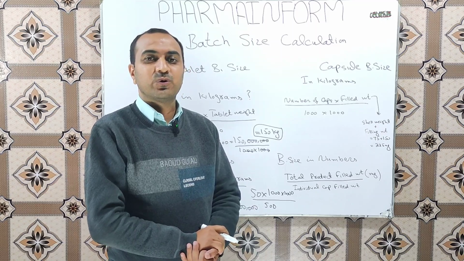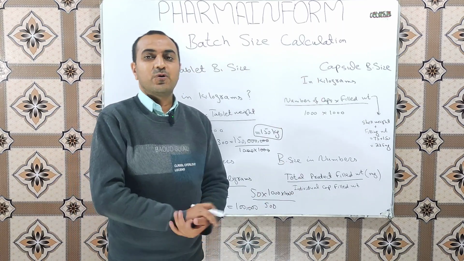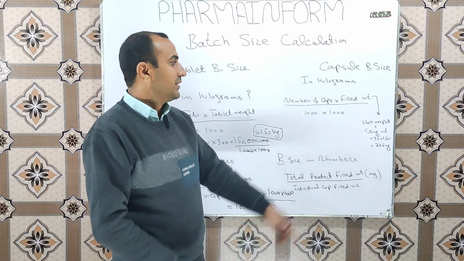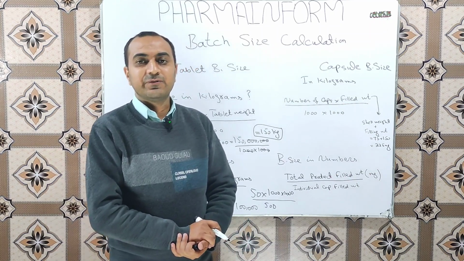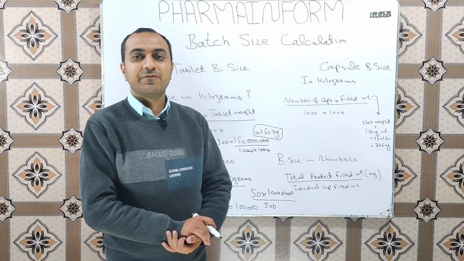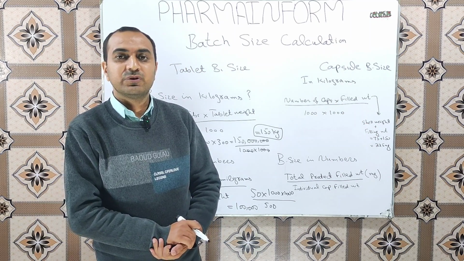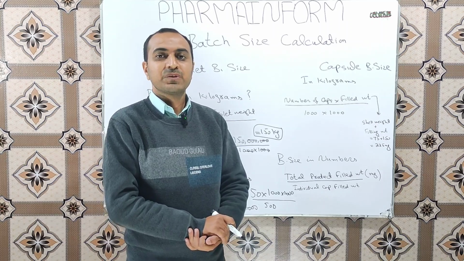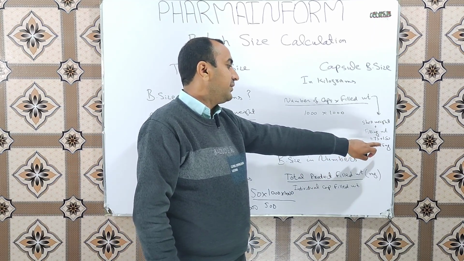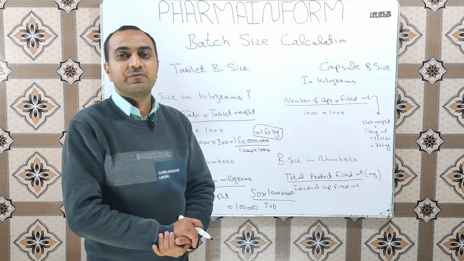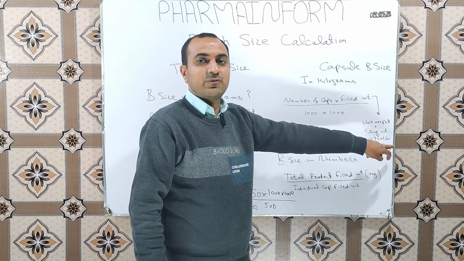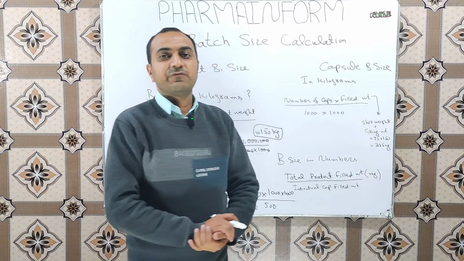Now we will learn to calculate the batch size of capsules. For calculating the batch size of capsules, we must be familiar with the term filled weight. Filled weight is basically the weight of the empty hard gelatin shell plus the weight of powder or granules which we are going to fill in the hard gelatin capsule shell. Suppose the empty hard gelatin shell weight is 75 milligrams and the powder filling weight is 150 milligrams. So the empty shell weight plus powder filling weight will be 225 milligrams.